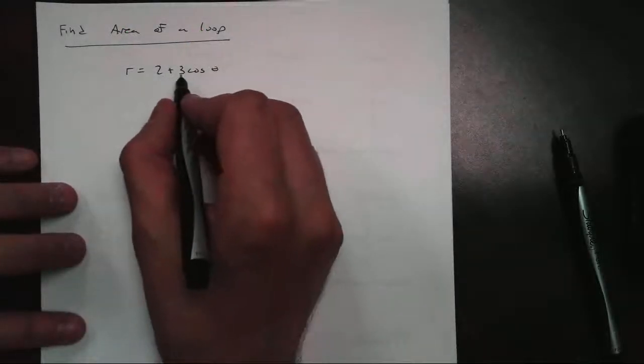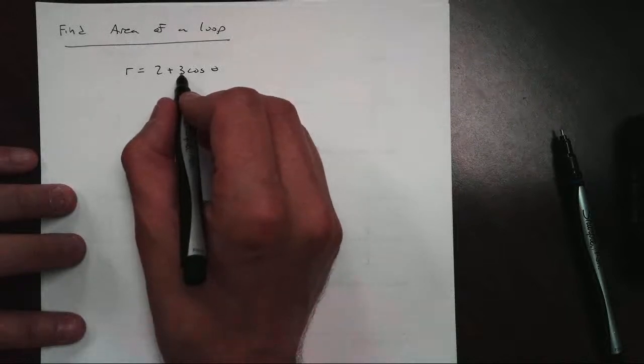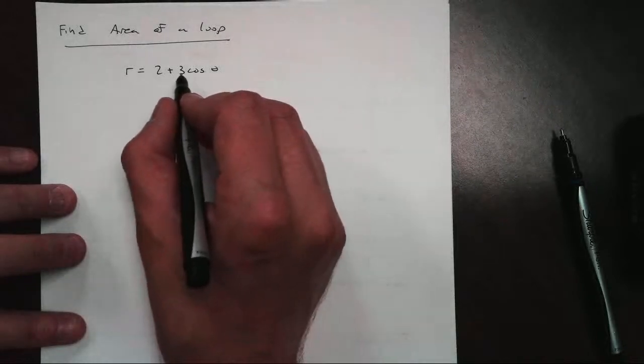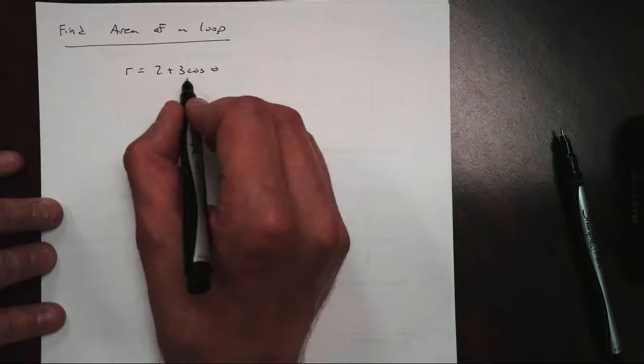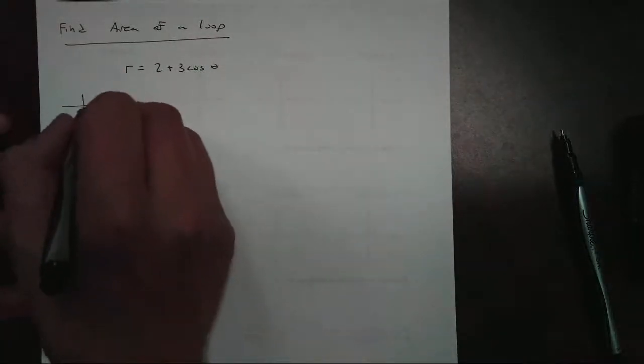Now I know this is going to be a loop because the biggest it will ever be is 3. So if it's a negative 3, such that when cosine is pi, it's telling me my radius is going to be negative 1, which means we're going backwards. And that's how we form the loop on limaçons.